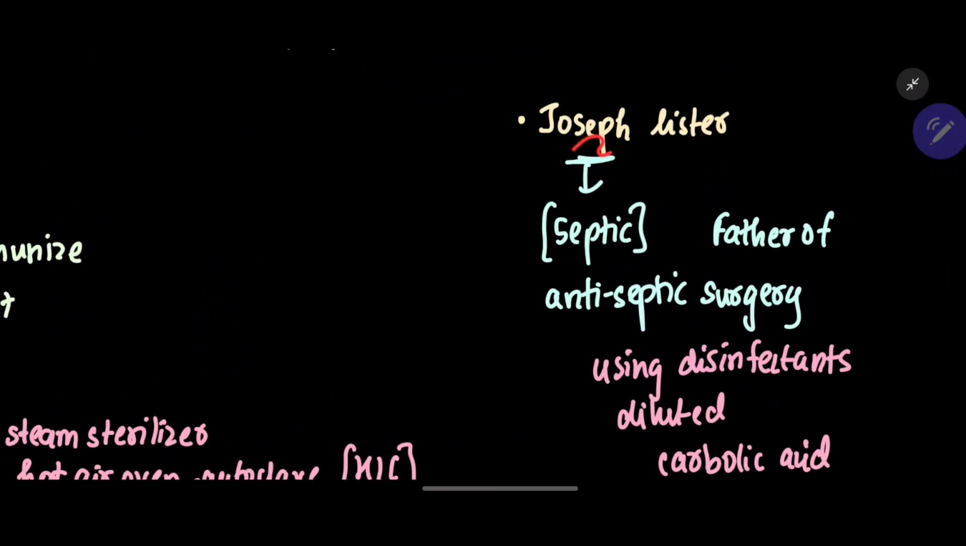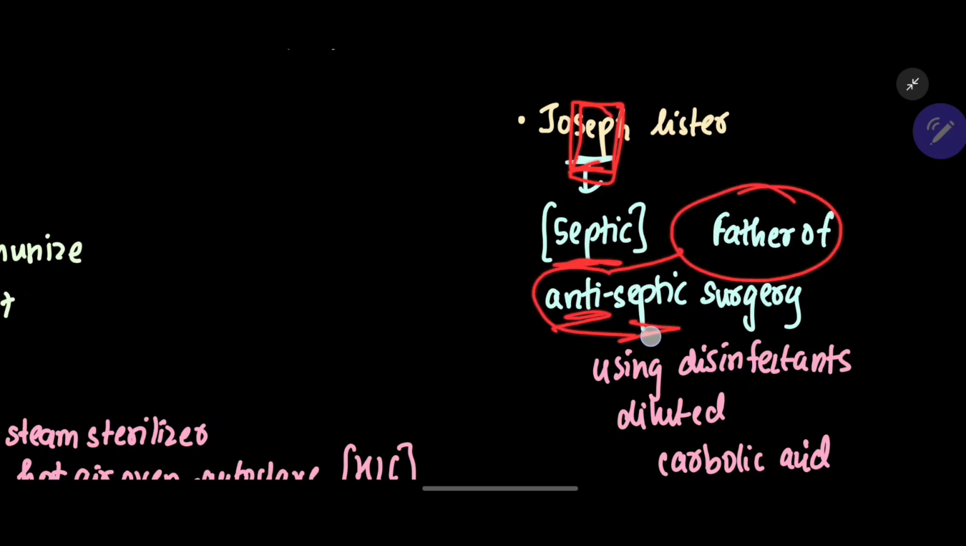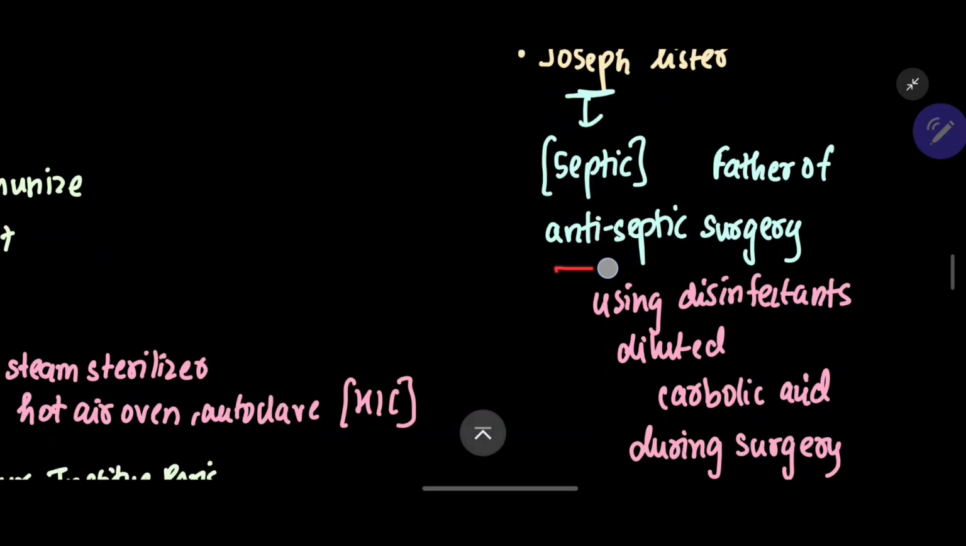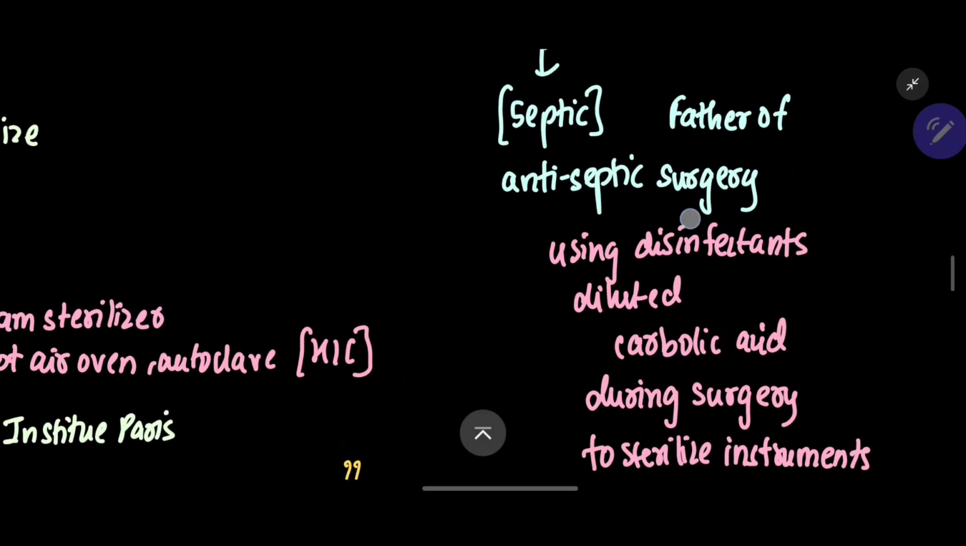Okay, our next scientist is Joseph Lister. So in his name again, we can see that SEP. So Joseph, he gave the septic. So antiseptic, he is the father of antiseptic surgery. So he thought, oh, I am septic, so I need to make something which is against me. Okay, antiseptic surgery. So he's the father of antiseptic surgery.